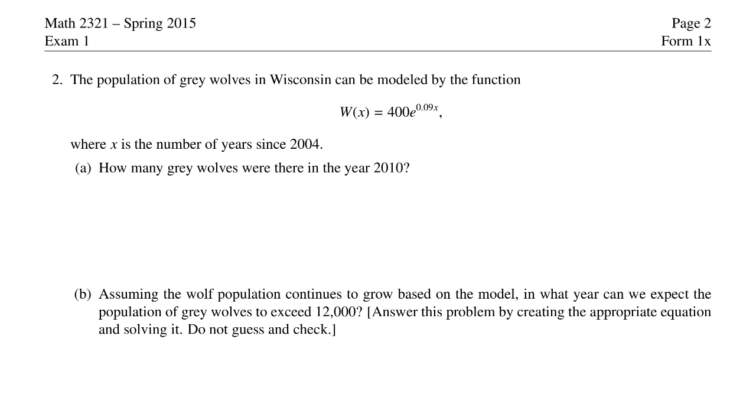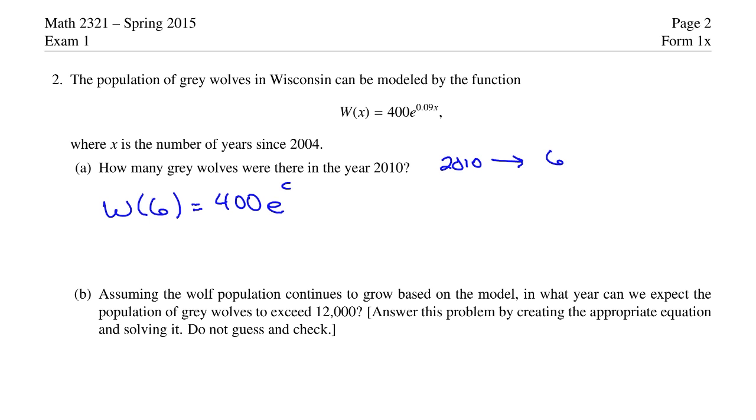Question 2. The population of gray wolves in Wisconsin can be modeled by the function w of x equals 400 e to the 0.09x power, where x is the number of years since 2004. Question A. How many gray wolves were there in the year 2010? Well, 2010 as a year is 6 years in our model, so we need w of 6.